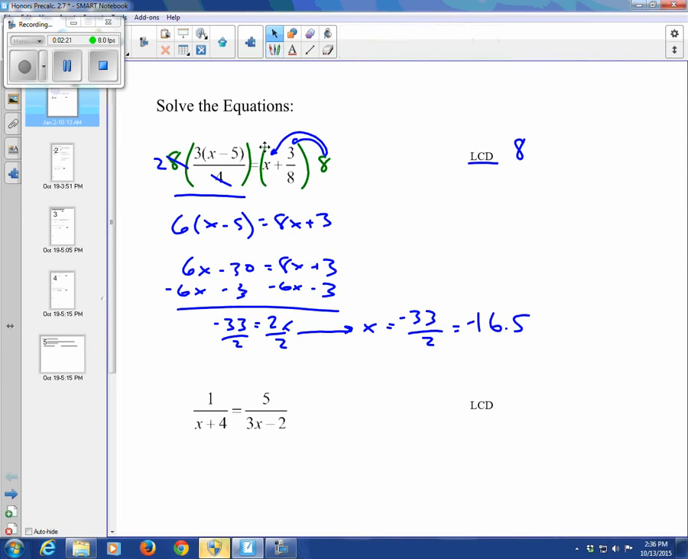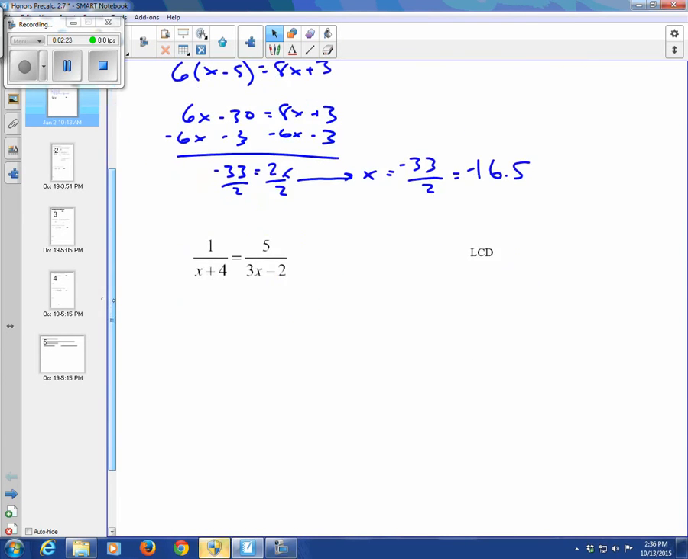Now, right here, we have 1 over x plus 4 equals 5 over 3x minus 2. This is a rational equation because right here we've got polynomials in the denominators. One easy way we could think about solving this guy, though, is just by cross-multiplying, right? Since we've got two fractions that are equal to each other, one common method for solving for variables where we have two fractions equal to each other is just by multiplying by the denominators on both sides.